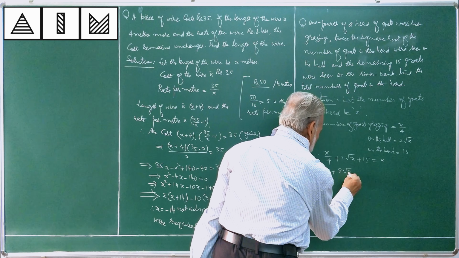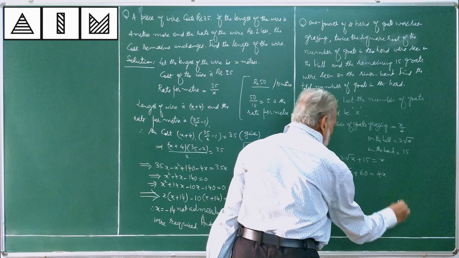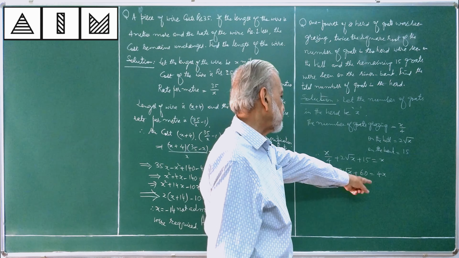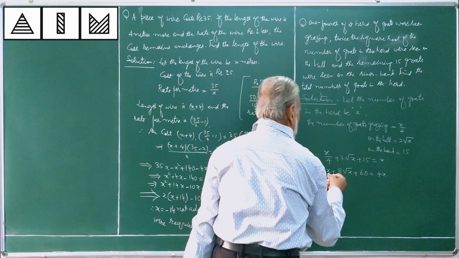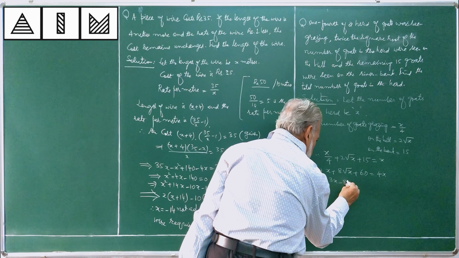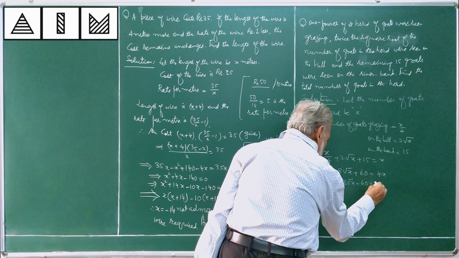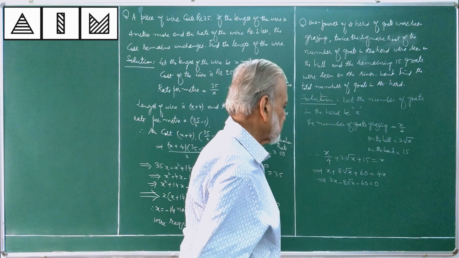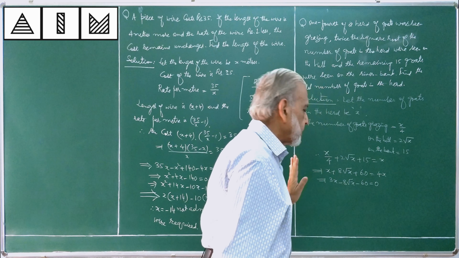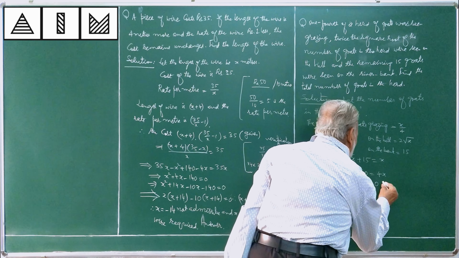I am taking LCM or multiplying all by 4. Multiplying the entire equation by 4, x plus 8 root x plus 60 is equal to 4x. Shift 4x here. 3x minus 8 root x minus 60 is equal to 0. Rearrangement, please understand. This 4x goes here, 8 root x goes here, 60 goes here. Now, we are going to solve this equation by factorization again. Please see, I am rewriting.